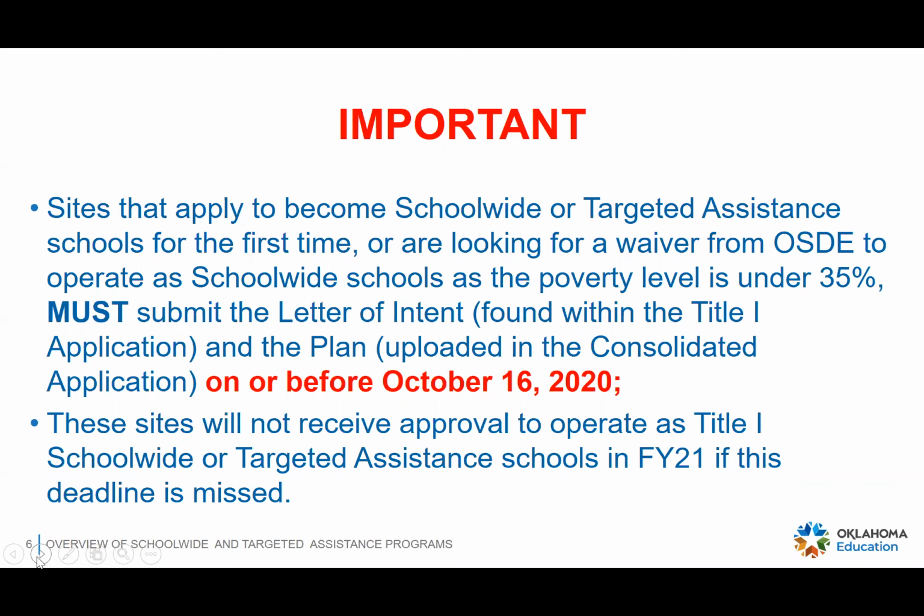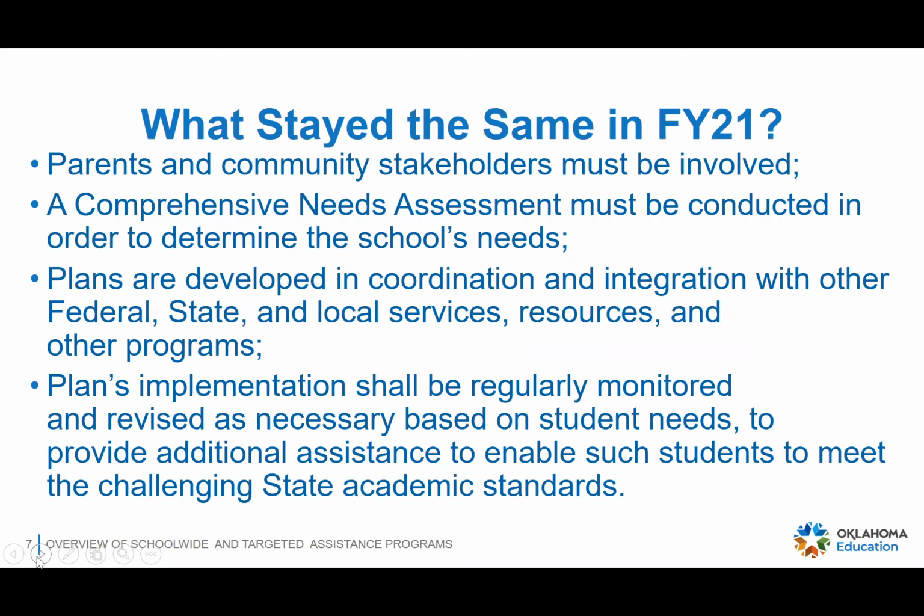So just keep in mind that these plans will follow the deadline of the consolidated application, which has been extended to October 16, 2020. For those sites that submit these plans after the date, they will not receive approval to operate as Title I school-wide or targeted assistance schools in FY21. So please make sure that you do not miss this deadline and you submit the consolidated application along with the Title I plans on time.